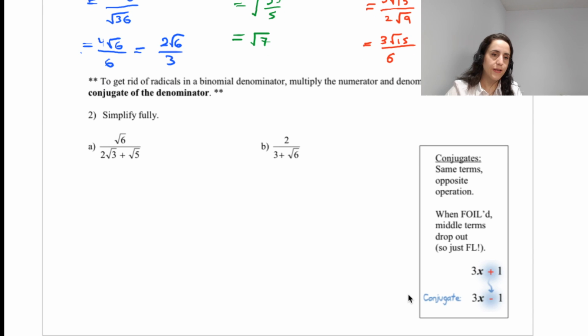Here there are two last questions that I want to do for today. Here we are gonna simplify. To get rid of a radical in a binomial denominator, multiply the numerator and the denominator by the conjugate of the denominator. The conjugate is like that. If I have, for example, 3x plus 1, it's going to be 3x minus 1. Then I can use the difference of squares to simplify. Then in that case, I'm going to multiply numerator and denominator by the conjugate of the denominator.